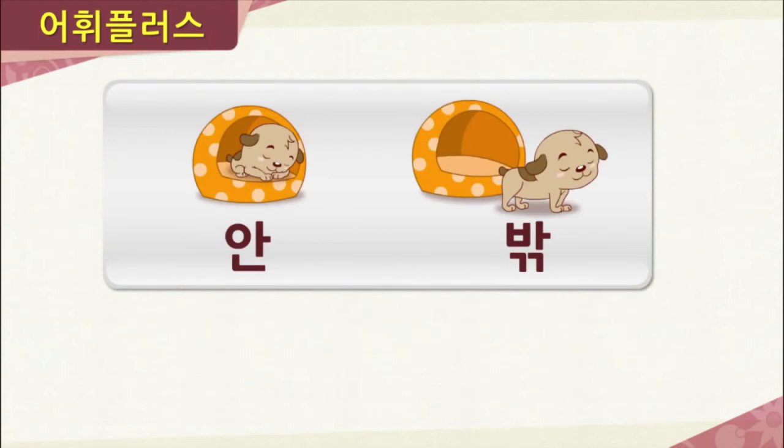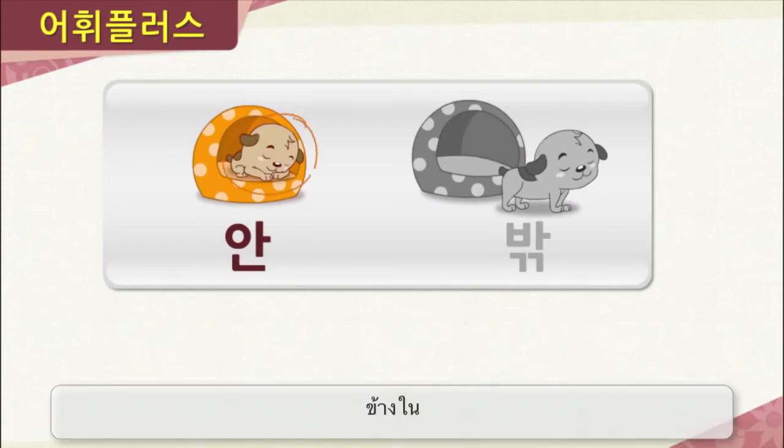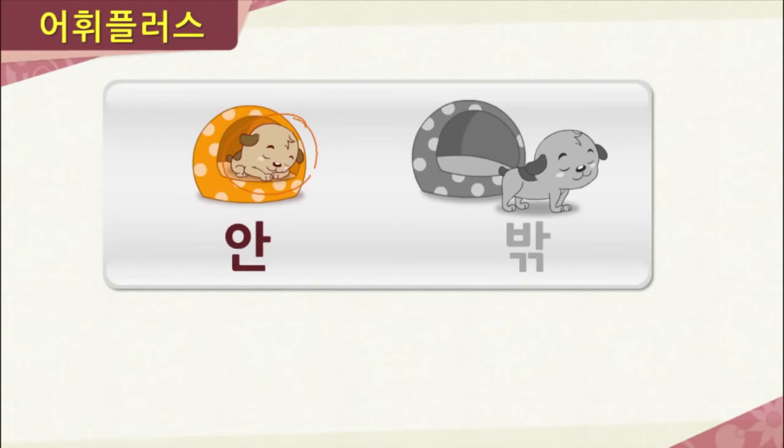Good. Now we have two words here again. We have the words 안, meaning inside, and 밖, meaning outside. Let's first take a look at the word 안. So what do we have here? First, what is this? Right, looks like a puppy, or in Korean we would say 강아지.